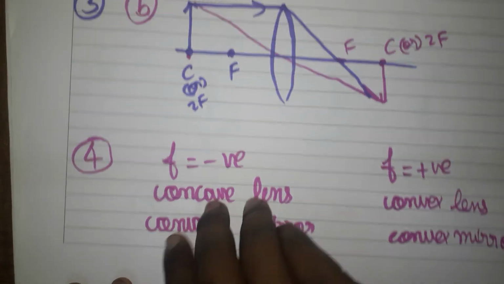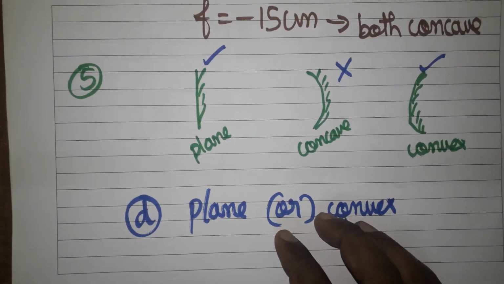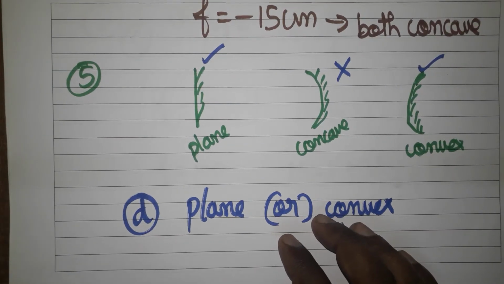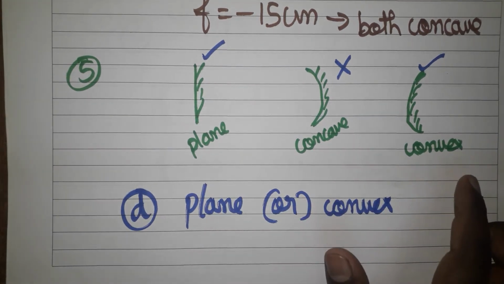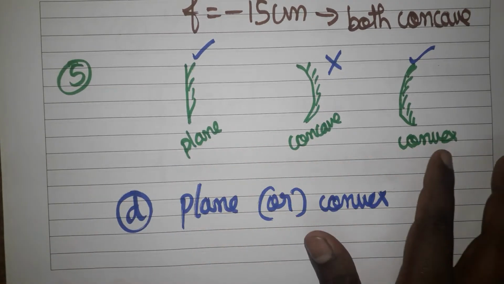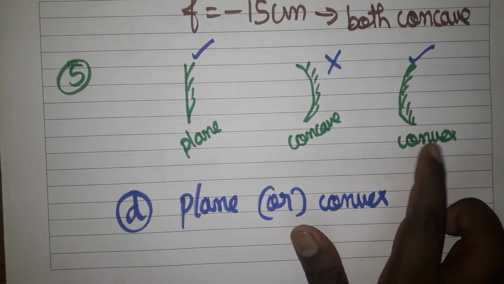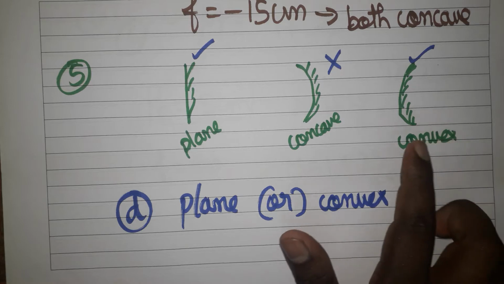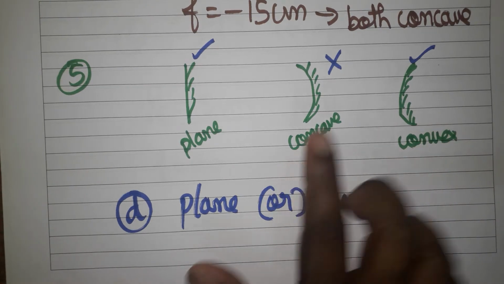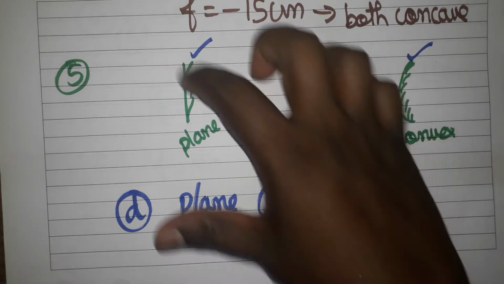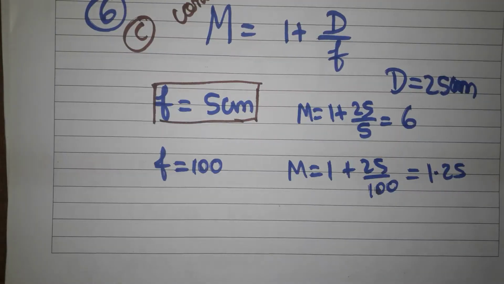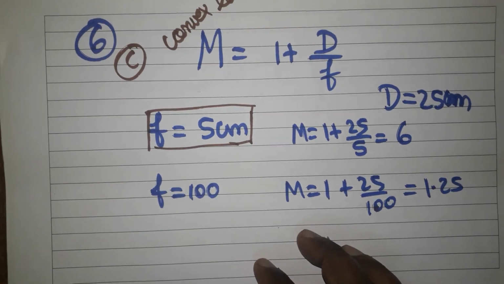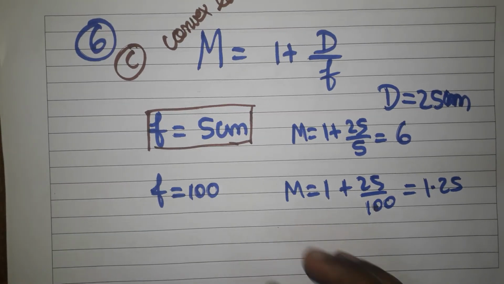So next one, which is going to be the correct choice? It is about real and virtual images: plane mirror, concave mirror, convex mirror. Which always produces a virtual image? Plane always virtual, convex also always virtual, but convex always produces a diminished image. Concave can produce a real image. So this is real, this is virtual, this is virtual. That means these two are the correct answer. Option D.